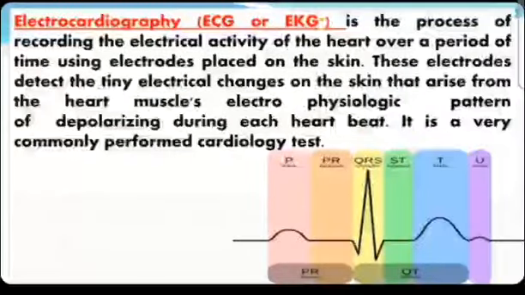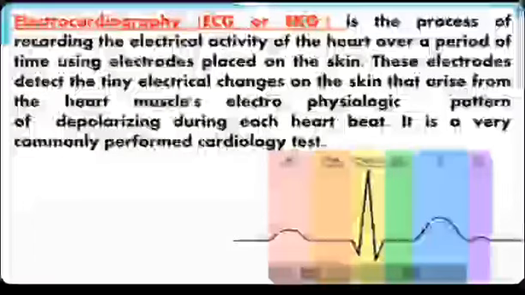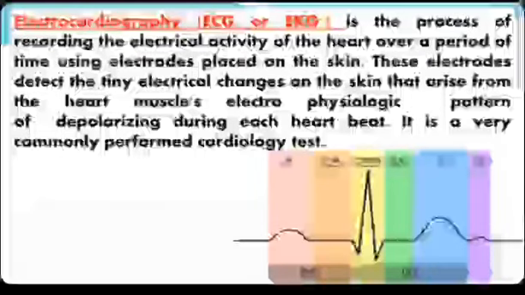ECG or EKG. This is a process of recording the electrical activity of the heart over a period of time using electrodes placed on the skin. These electrodes detect the tiny electrical changes on the skin that arise from the heart muscle's electrophysiologic pattern of depolarizing during each heartbeat. It is a very commonly performed cardiology test.